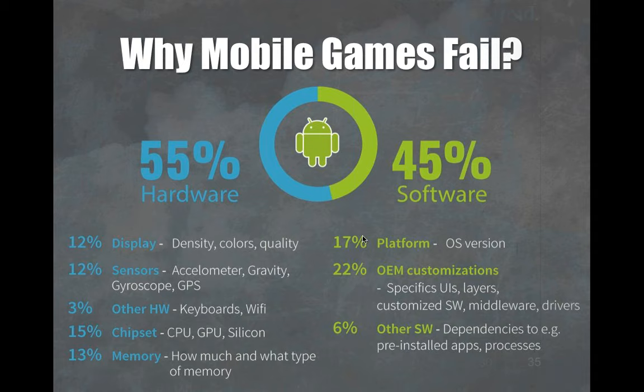The platform still counts for about 17% of the issues. OEM customizations, their specific UIs, skins, layouts, those layers actually still cause issues for games. Notifications even on Android, and some other software related issues. For example, if you have integrated social media with your game, some of the devices didn't have Twitter or Facebook pre-installed, but you assumed it in a game. So these are the kind of issues you typically see in mobile games, where they fail or crash.